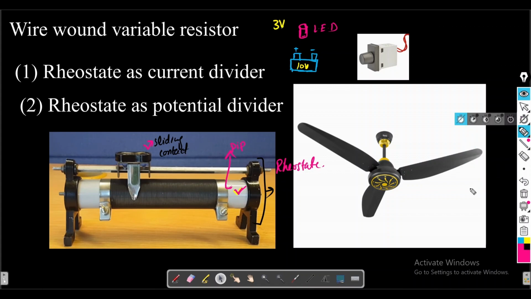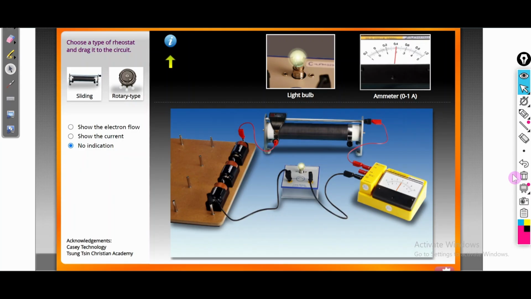Here we have the simulation. In this simulation you see the device called a Rheostat, which I discussed before. The white color is a pipe, and this black wire is wrapped around that pipe, and we have this sliding contact. Here we have the battery, where one side is a positive charge and the other side is a negative charge, a negative potential.